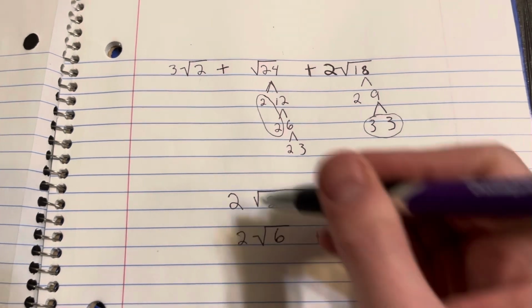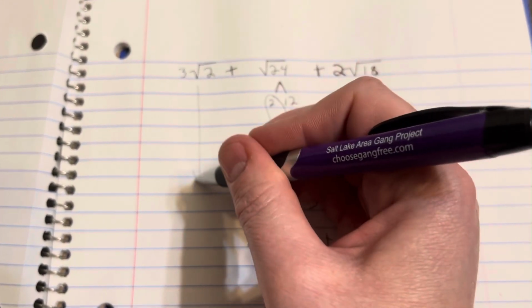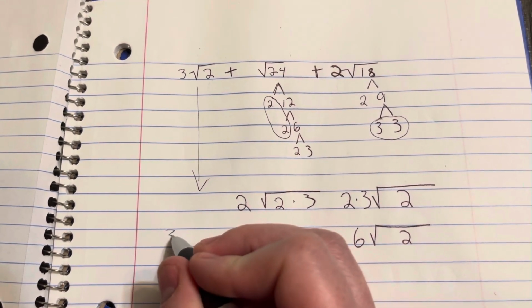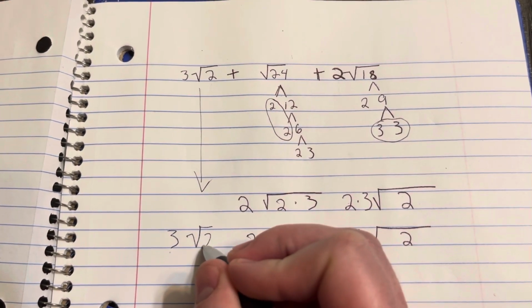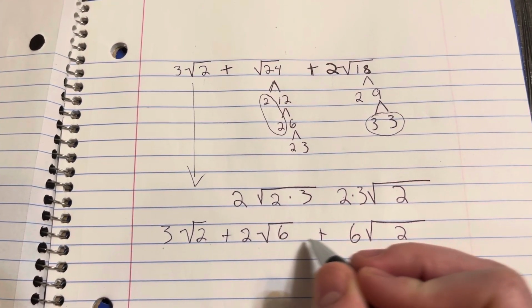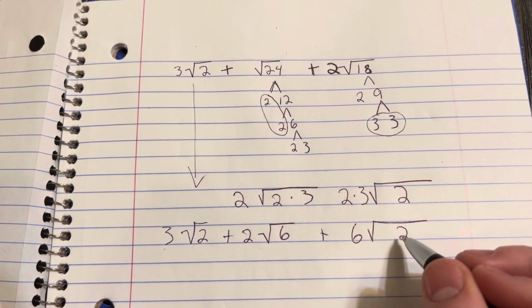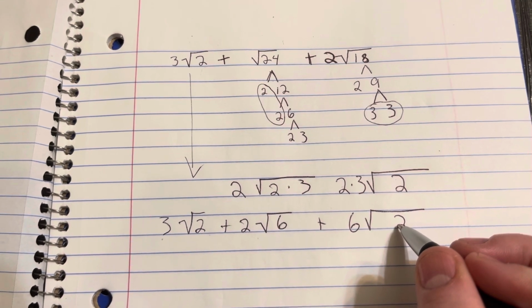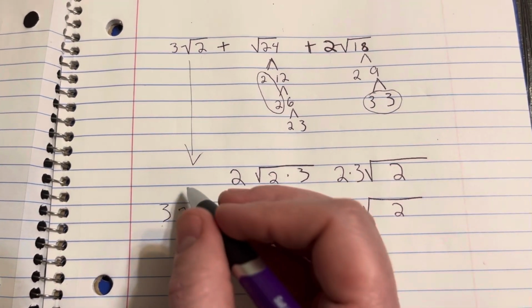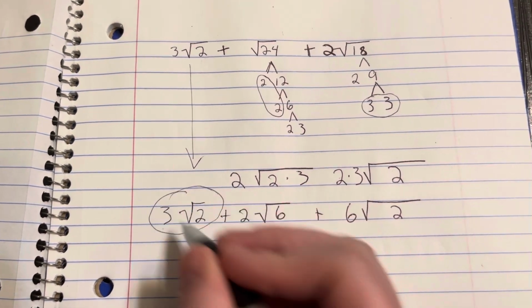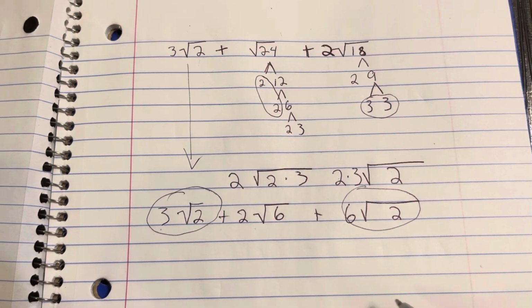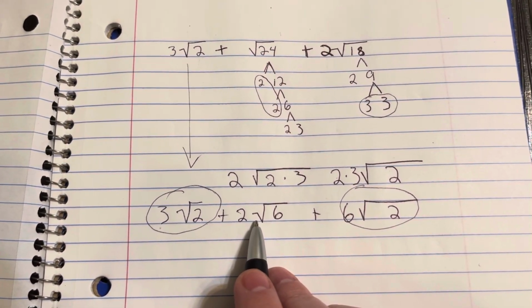Now, let's look at all 3 terms. I'm going to go ahead and bring this guy down here. We have 3 square roots of 2, 2 square roots of 6, and 6 square roots of 2. Are any of those alike? Yes, we have 3 square roots of 2 and 6 square roots of 2. This one is not alike.